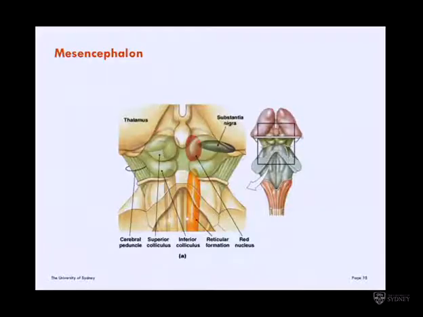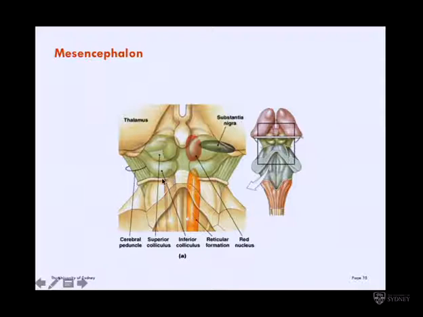Looking at the midbrain, there are quite a few structures that can be identified and that you need to know. What you'll see on the inferior aspect is these four groups of nuclei. They protrude quite significantly. They are referred to as the superior and inferior colliculi: two superior colliculi and two inferior colliculi. You can see these and you will be asked to identify them.